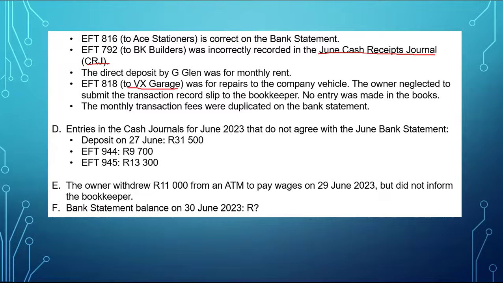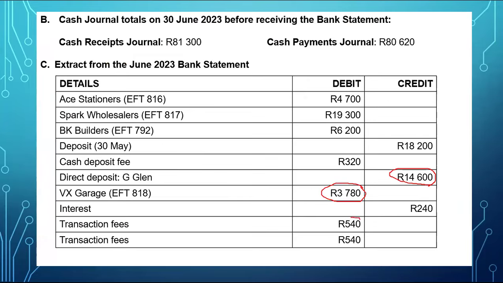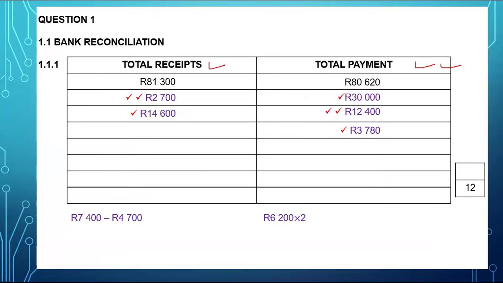The monthly transaction fees were duplicated on the bank statement. This is what I meant. They're basically talking about these 540s. So 1,540, I am going to add it with the deposit fee down the debit side. Therefore, they should be recorded in the cash payments journal. I will add them because those are my bank charges, and I will record that under cash payments journal. In total, the bank charges, which is money that went out of our bank account, will be 160.